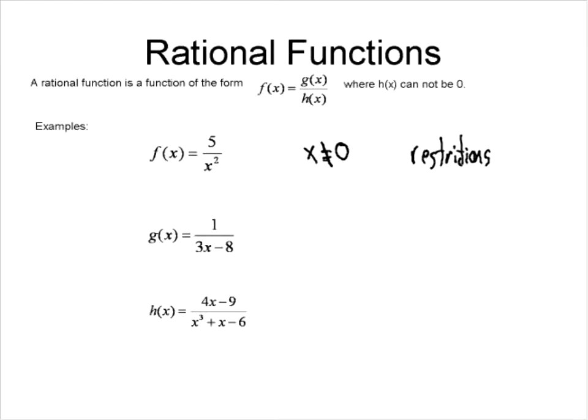Here's another function. g of x is equal to 1 over 3x minus 8. So in this case, we would say 3x minus 8 equals 0, so 3x is going to equal 8. So x cannot equal 8 over 3. That would be the restriction, what the x value could not equal. And here's another, a little more elaborate one, h of x equals 4x minus 9 over x cubed plus x minus 6. So these are just some typical examples of rational functions.